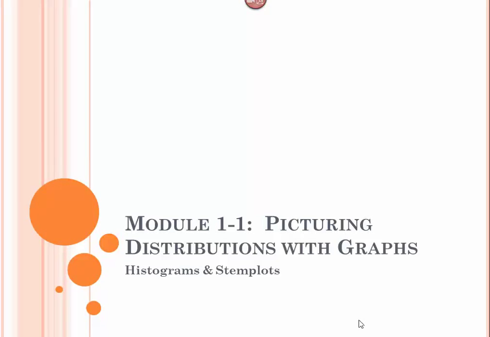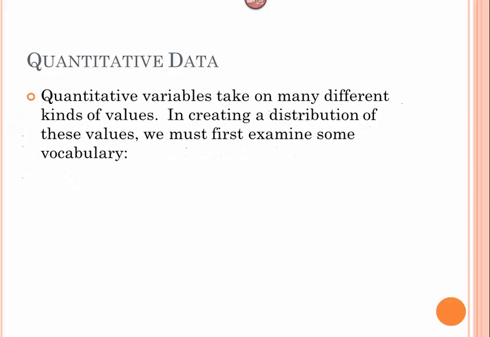Okay, well now we're going to move into the next part of Module 1.1 where we deal with quantitative data and the different ways that we can organize quantitative data. If you recall really quickly, quantitative data is data that is made up of counts or measurements. And so quantitative data by its nature is numerical. And quantitative variables can take on many different kinds of values.